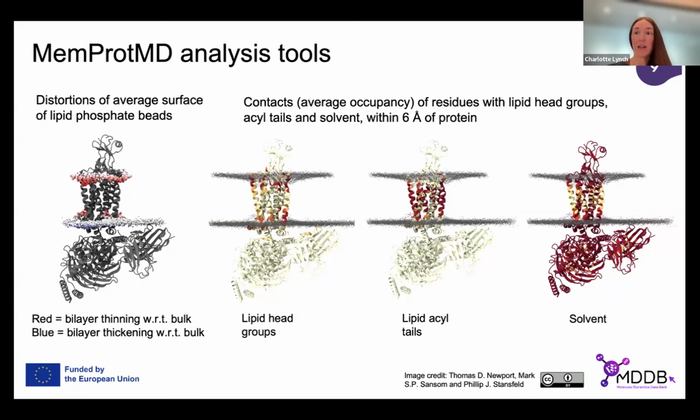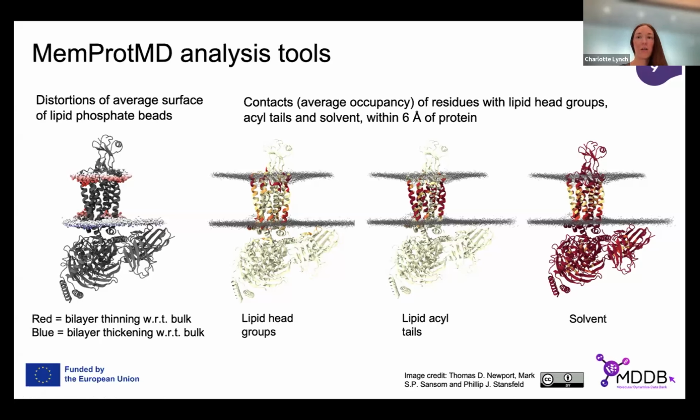So on each of the web pages for the different structures, there's also a set of analysis tools that you can have a look at. So we have outputs for the distortion of the lipid bilayer. Red here is representing bilayer thinning with respect to bulk, and blue is representing bilayer thickening with respect to bulk. We also have a set of contact analyses.